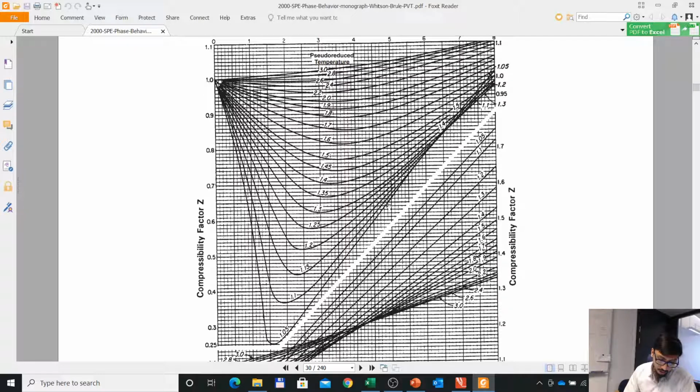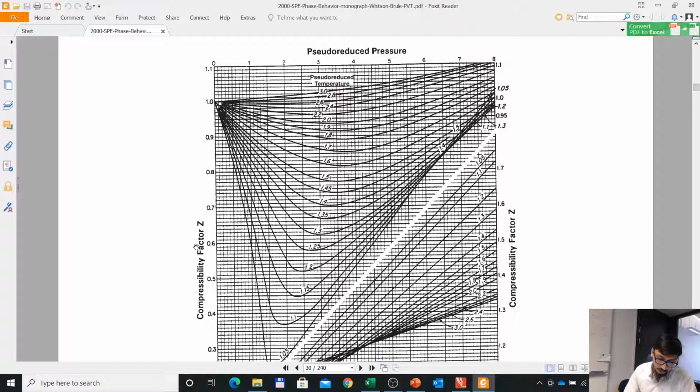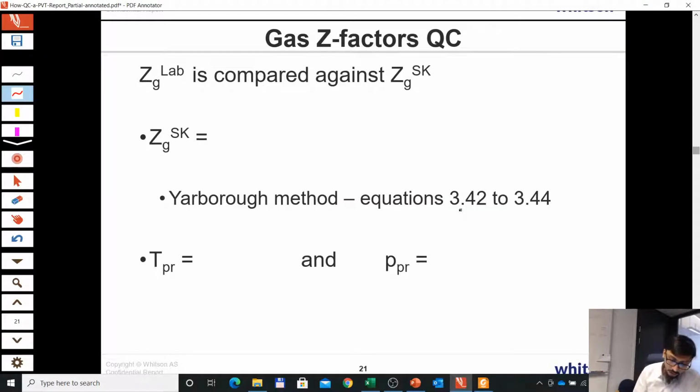So this is the famous Standing-Katz Z factor chart, and here you can see that you have gas Z factors. To get the gas Z factors, you need a pseudo reduced pressure, and you need a pseudo reduced temperature. Each line is based on a constant pseudo reduced temperature. So you need these two numbers to get the gas Z factor value from this chart. So this Standing-Katz Z factor is mainly a function of the pseudo reduced temperature and the pseudo reduced pressure.